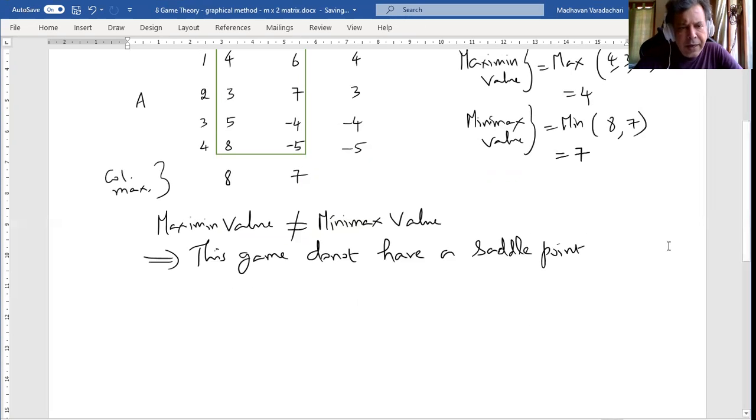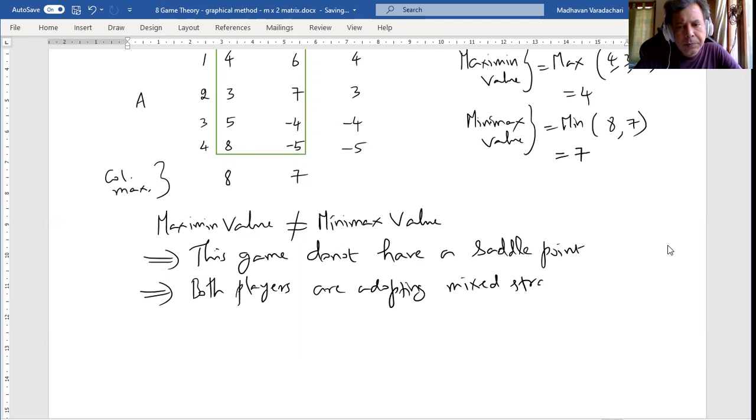So that implies that both players are adopting mixed strategies. The next step is to check for dominance. Here we do only the row dominance check because the number of columns is already 2. So check for dominance basically for rows.